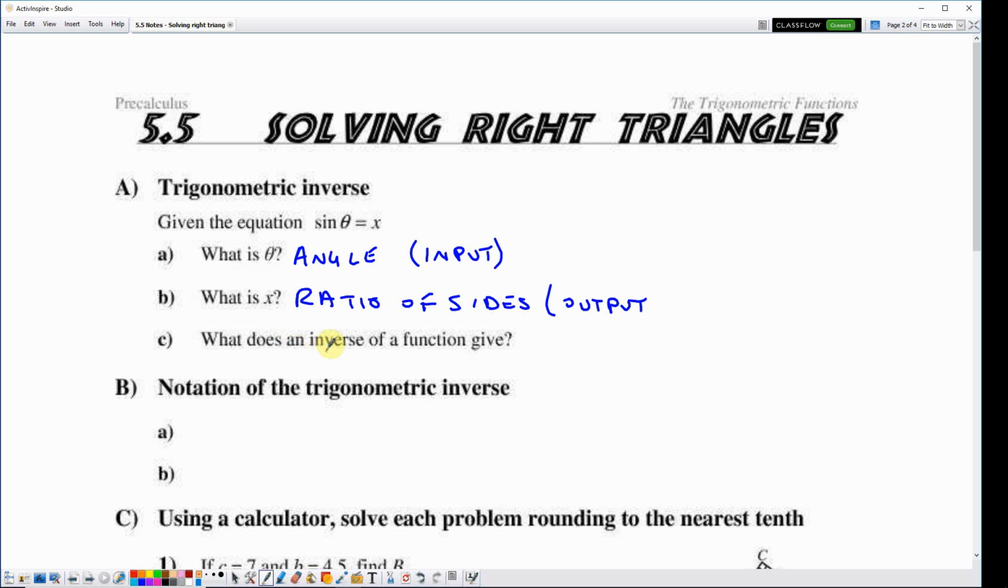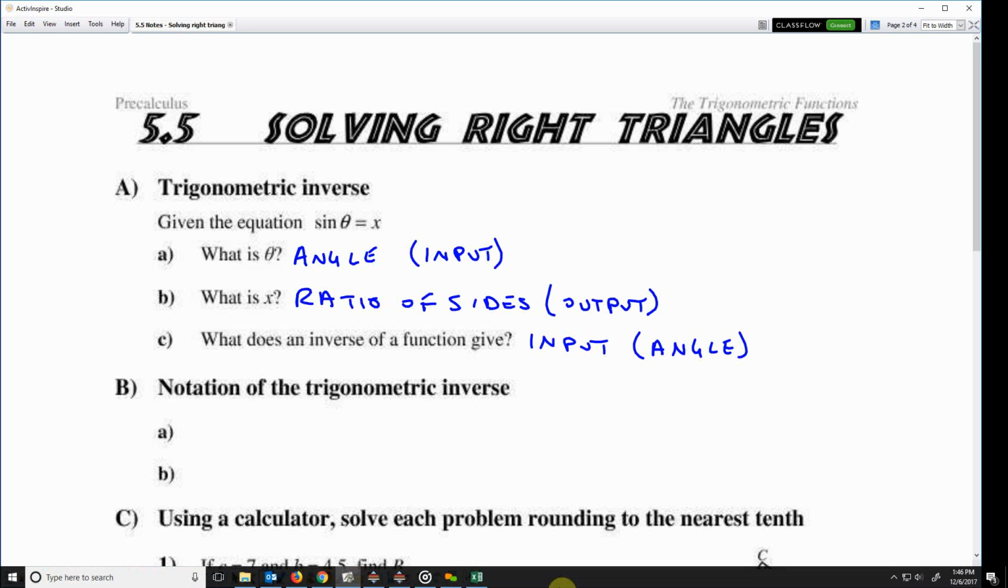When we find an inverse, or when we use an inverse, instead of putting in the input and getting an output, we put in the output, and the inverse gives us the input. So when we use an inverse of a trigonometric function, what we end up getting is going to be the input, or the angle measure.